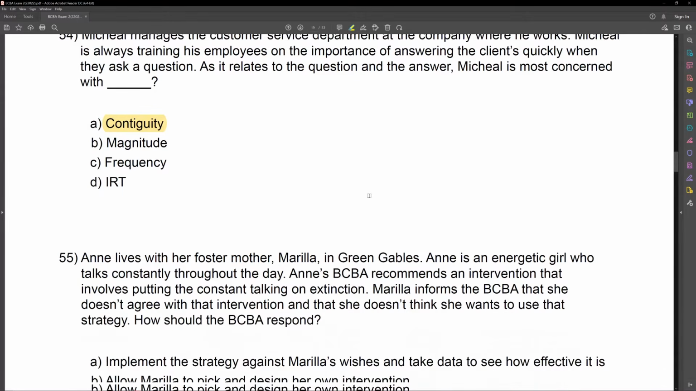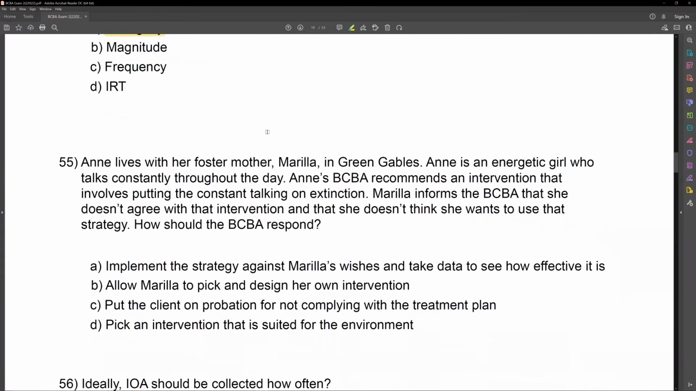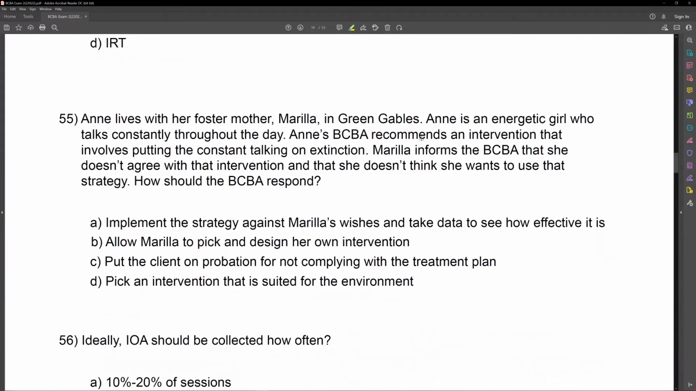Okay, 55. Anne lives with her foster mother, Marilla, in Green Gables. Anne is an energetic girl who talks constantly throughout the day. Anne's BCBA recommends an intervention that involves putting the constant talking on extinction. Marilla informs the BCBA that she doesn't agree with that intervention and that she doesn't think she wants to use that strategy. How should the BCBA respond?